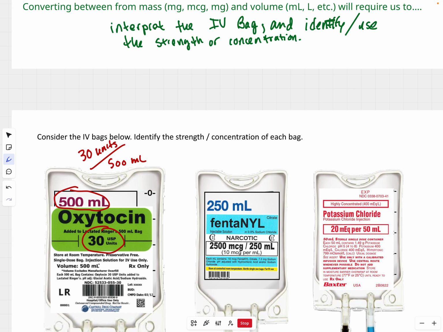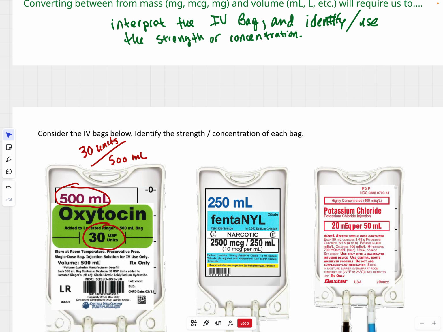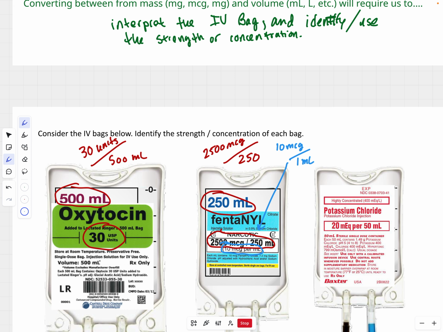For our second IV bag, we have 250 milliliters. That is the volume of the bag. And these 250 milliliters contain 2,500 micrograms of fentanyl. An equivalent ratio is provided right below there, 10 micrograms per mL. So those are identical. One is just the unit ratio. So both of these would be appropriate to use if we are converting between micrograms and milliliters, or if we're converting between any other units of mass and volume.